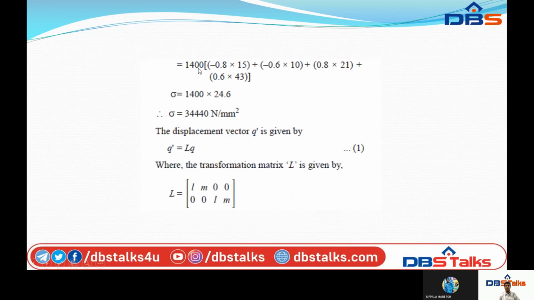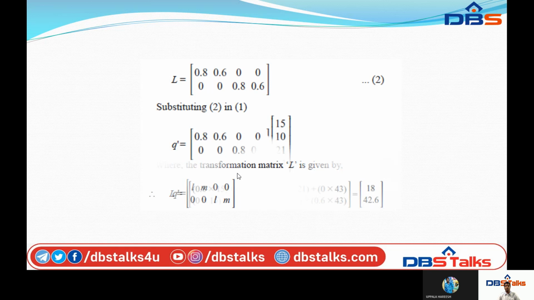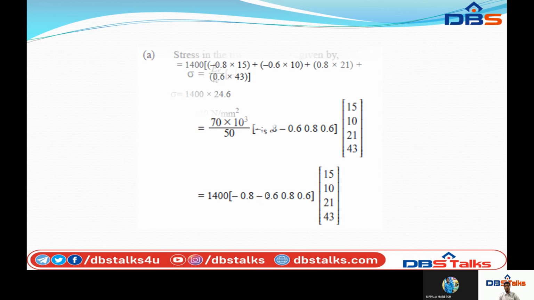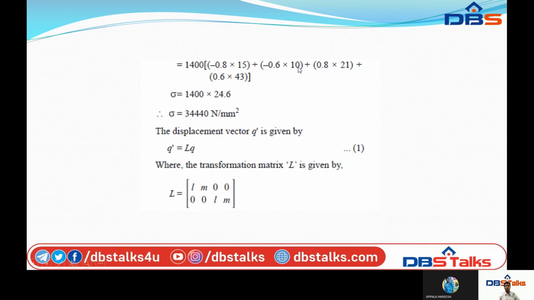After calculating, 1400 times minus 0.8 into 15 plus 0.6 into 10 plus 0.8 into 21 plus 0.6 into 43, you will get sigma equal to 34,440 Newton per millimeter square. So up to now, we have calculated the stress for the truss element only.